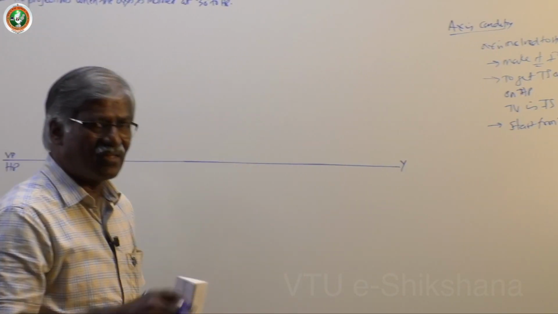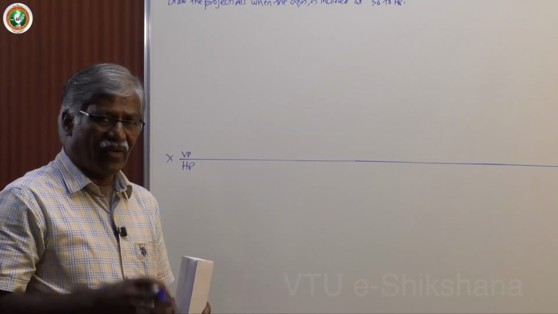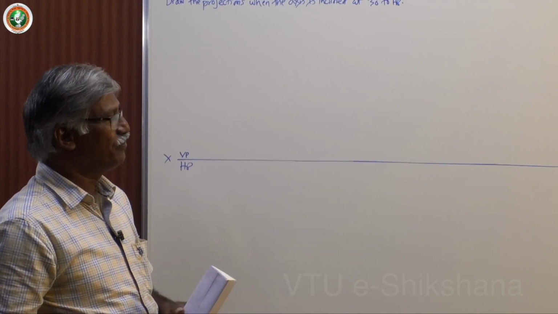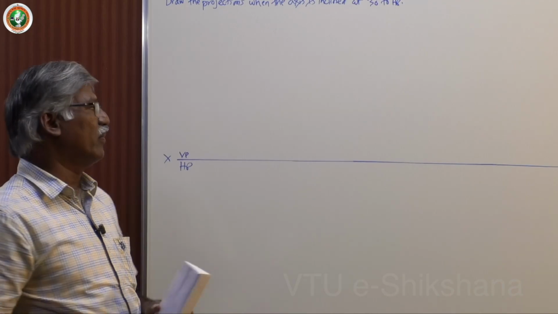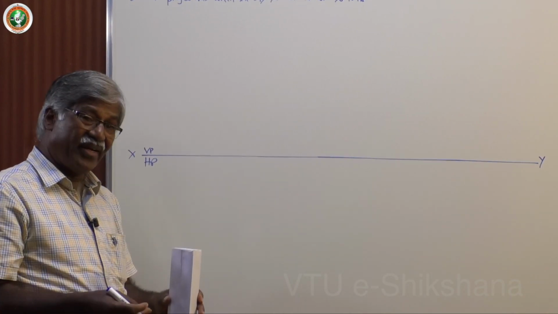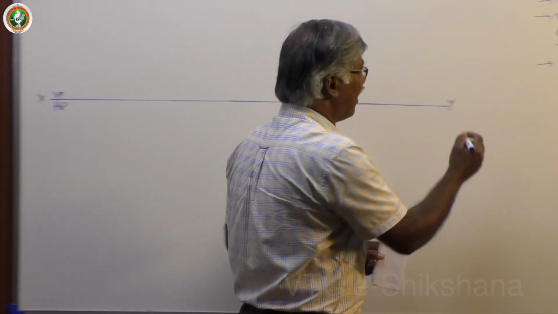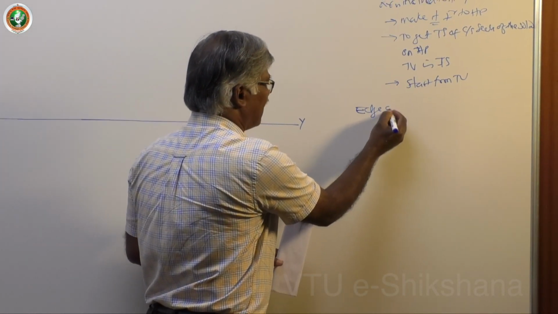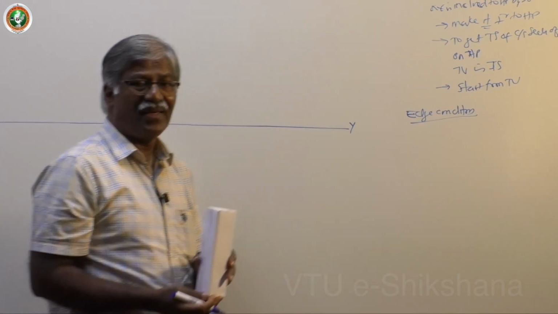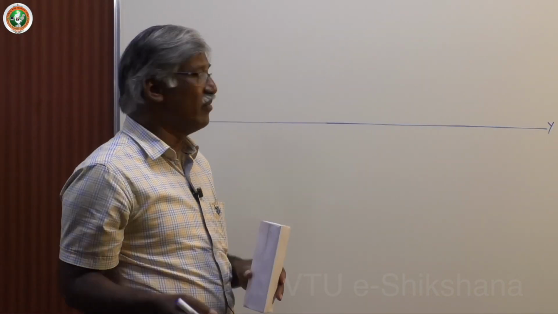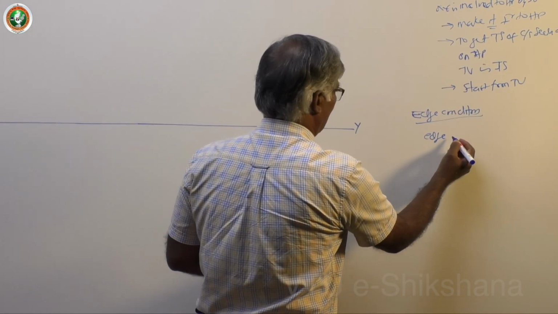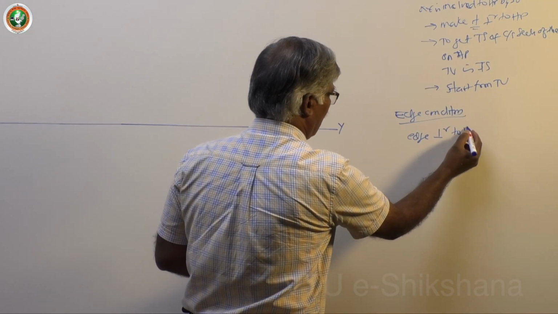In this scheme, they have given inclination only to HP, not inclination to VP. You are safe. So always you have to start from the top view. Now, what is the top view of this triangle? What is the orientation? Then comes the edge condition or corner condition. The edge to be placed on HP should always be perpendicular to VP. So the edge is always perpendicular to VP.